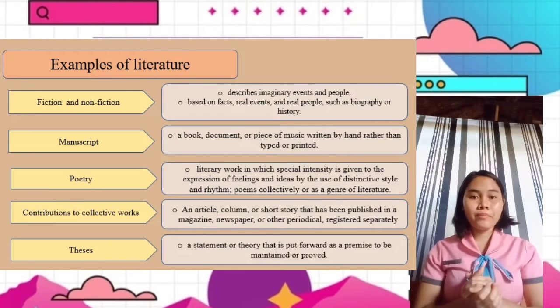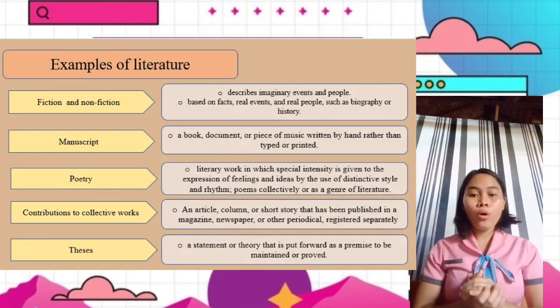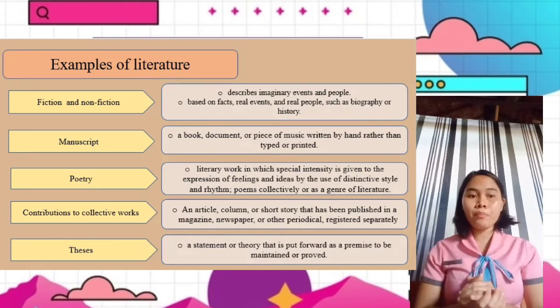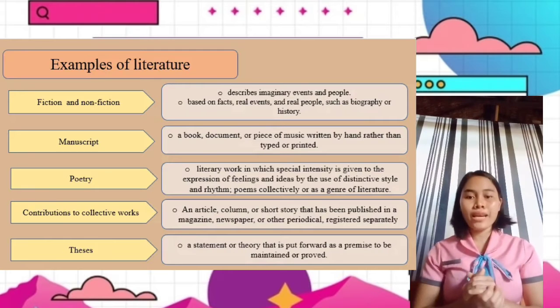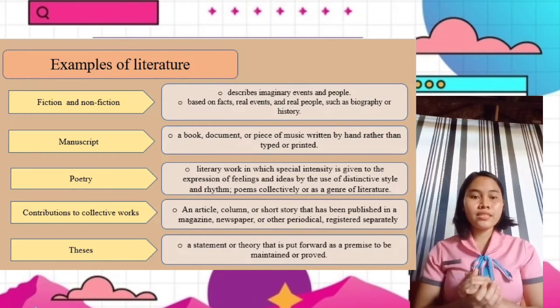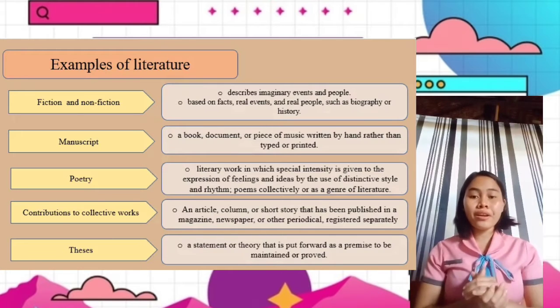Second, manuscript, meaning a book, document, or piece of music written by hand rather than typed or printed. The author's copy of the book that the author has just turned in to the publisher is an example of manuscript. The third one is poetry. A literary work in which a special intensity is given to the expression of feelings or ideas by use of distinctive style and rhythm. Poems collectively or as a genre of literature.